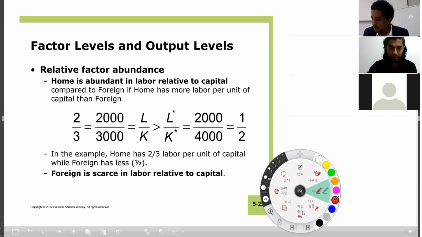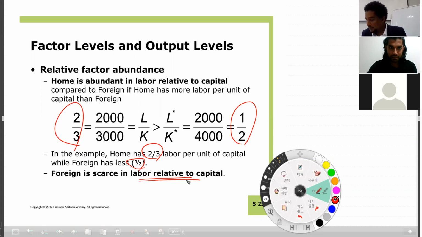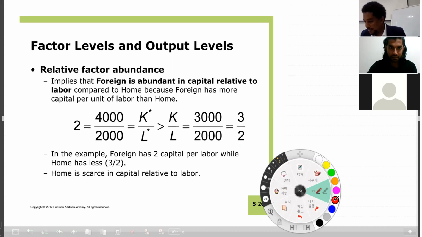So these are the opportunity costs computed. Okay, so in the example, home has 2/3 of labor per unit of capital, while the foreign has half. So foreign is scarce in labor relative to capital. Okay, so when you use 2004.